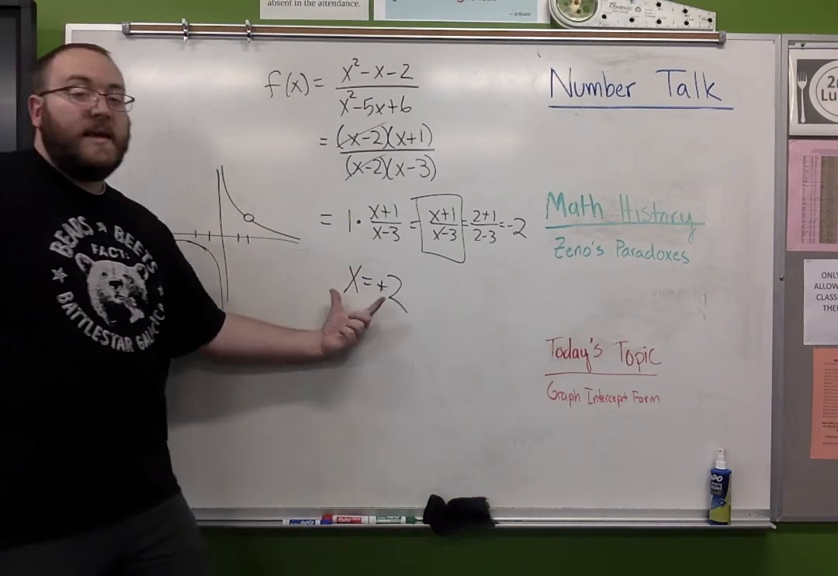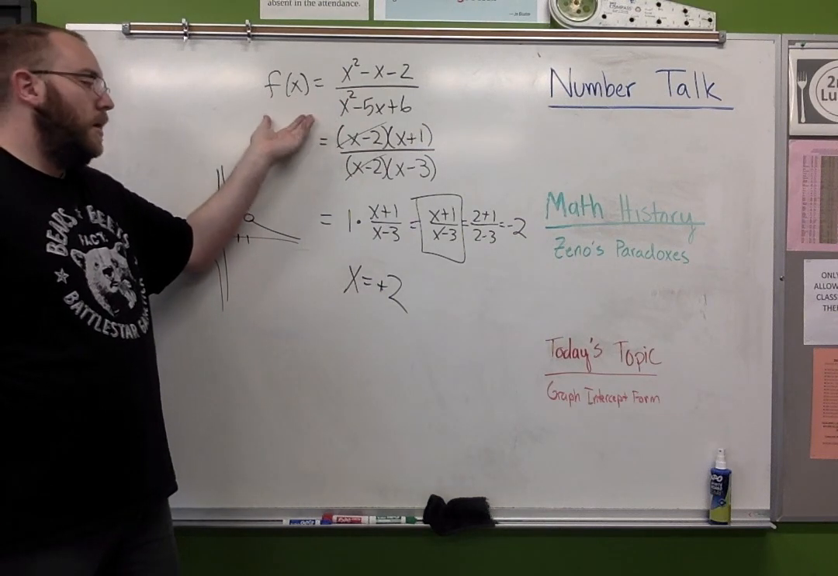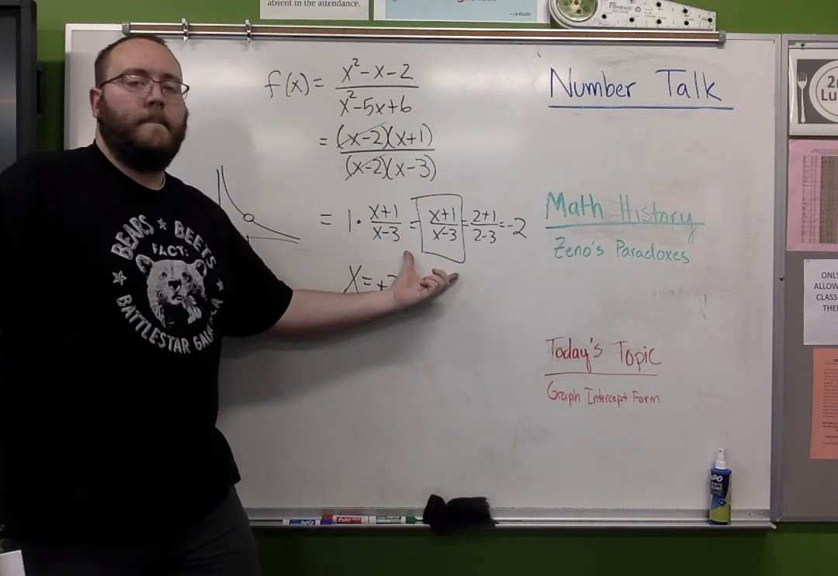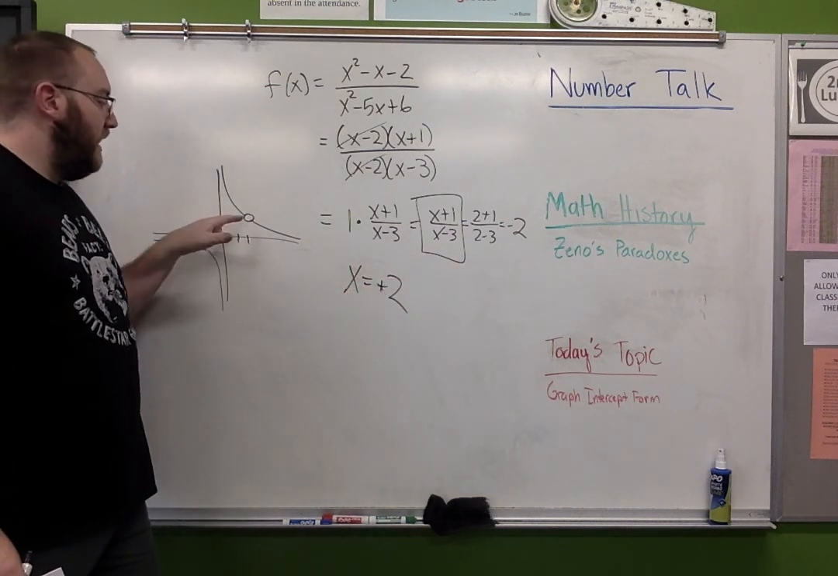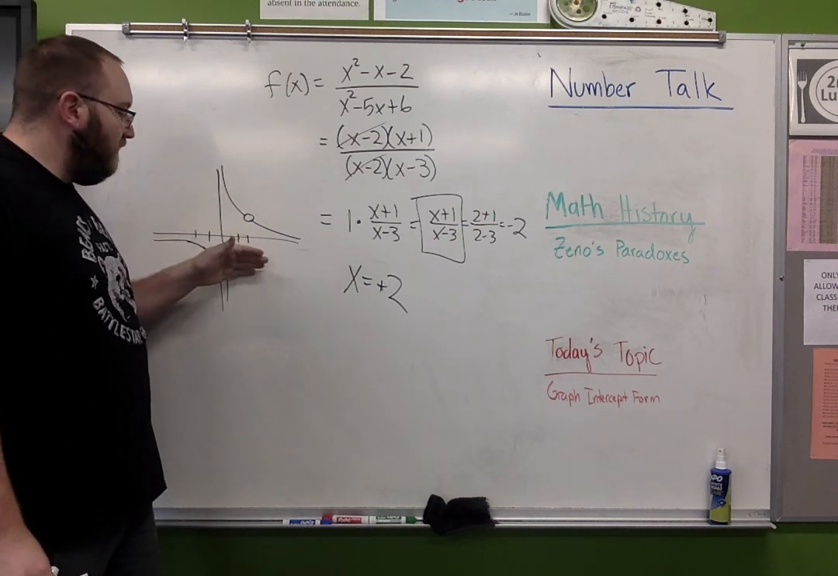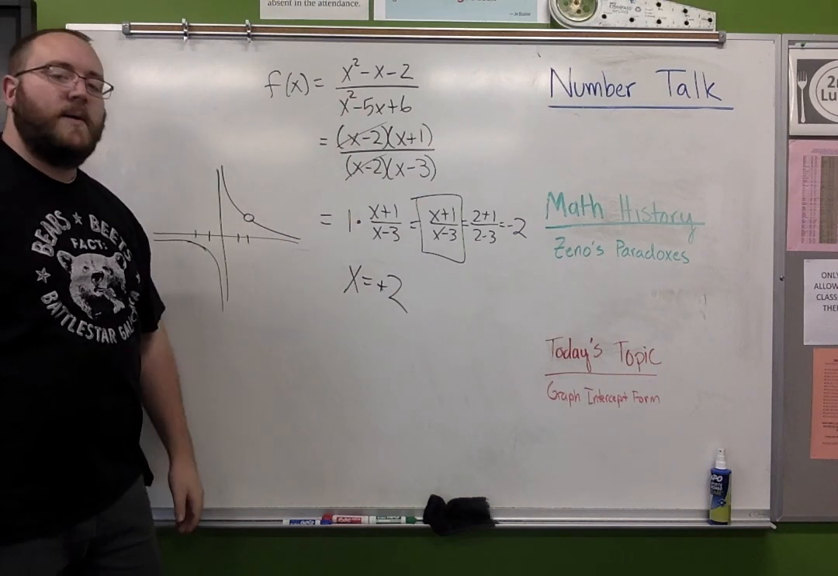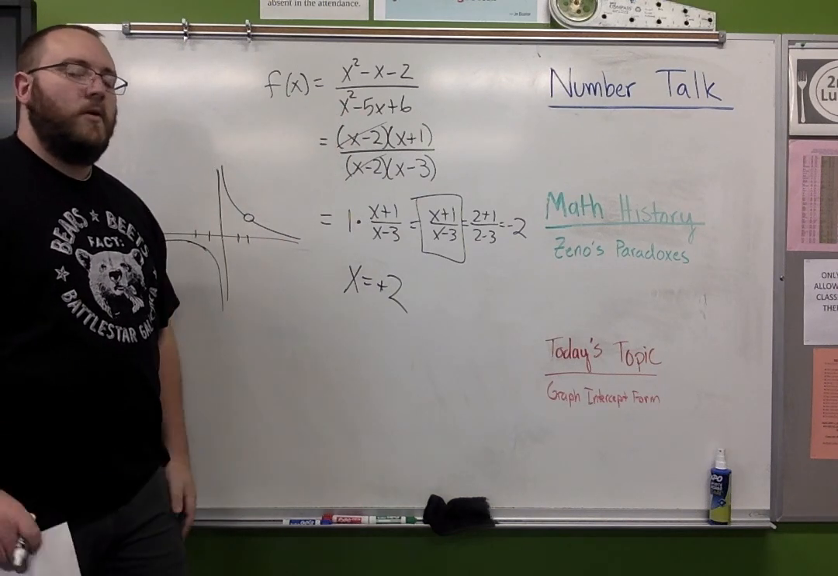I still can't plug in 2 to the original because I would divide by 0. But what's graphed is the simplified form right here. That's why there's a hole in the graph at x equals 2. It's saying, here's my graph. Everything works except that 2 because in the original, it causes us to divide by 0. That's how we find a hole.